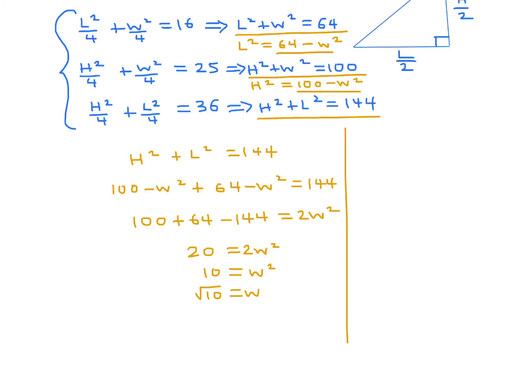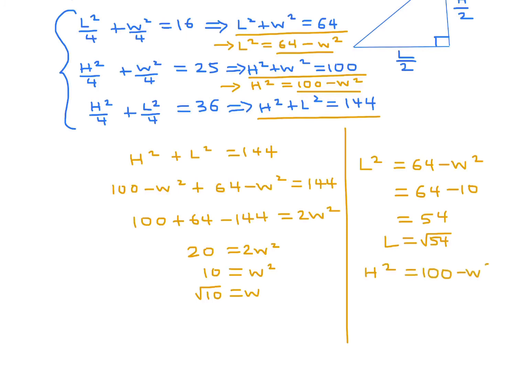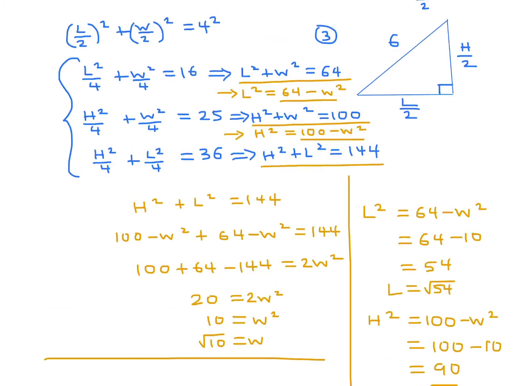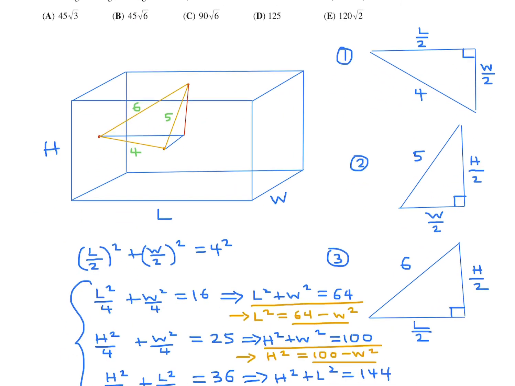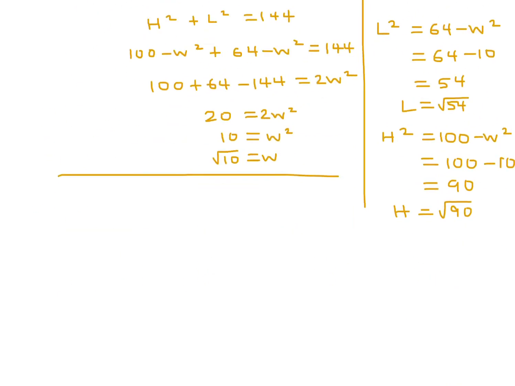All right. I can substitute that back into these and figure out L and H. L squared is equal to 64 minus W squared. So that's 64 minus 10, which is 54. So therefore L is equal to the root of 54. And then finally, H squared is equal to 100 minus W squared. That's 100 minus 10, and therefore 90 is H squared, and therefore H is equal to the square root of 90. In our final step, we have to figure out the volume of the box, which is length times width times height.